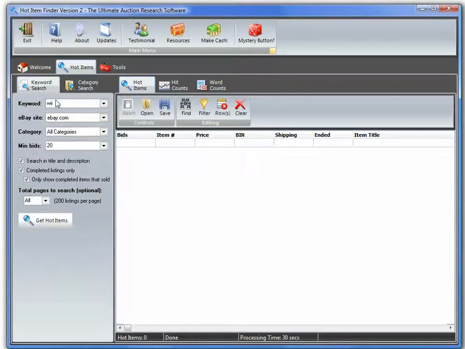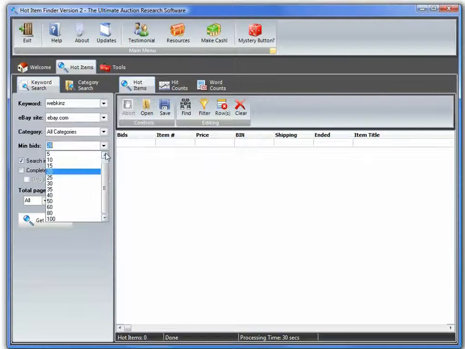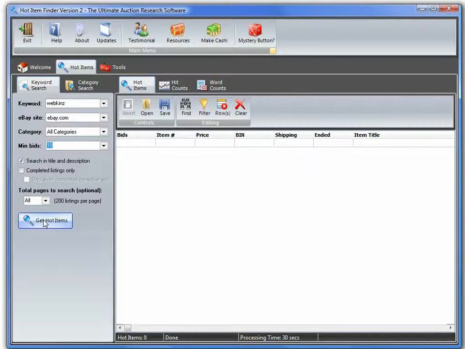Let's go back to keyword search. Let's search for something. I keep going with "we" because I know it's so popular and there's tons of stuff out there just for example purposes here. So let's try something else. I'm going to type in a word of something else that's pretty hot right now. Webkinz. Like the little stuffed animals for kids. I'm just going to search in the current items for now. Let's go minimum of 10 bids on eBay.com. See what we can find.